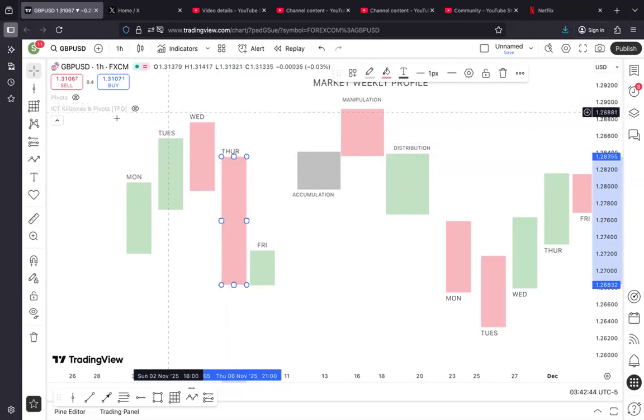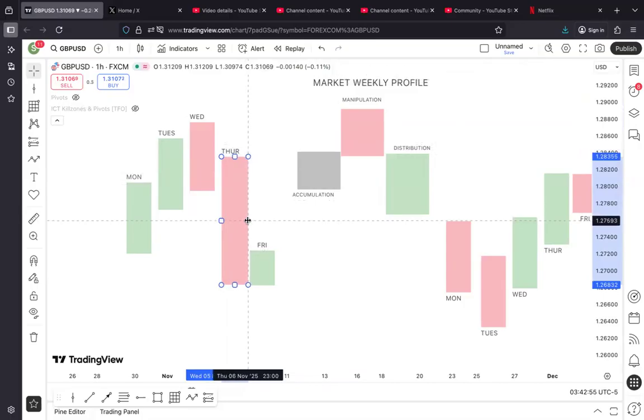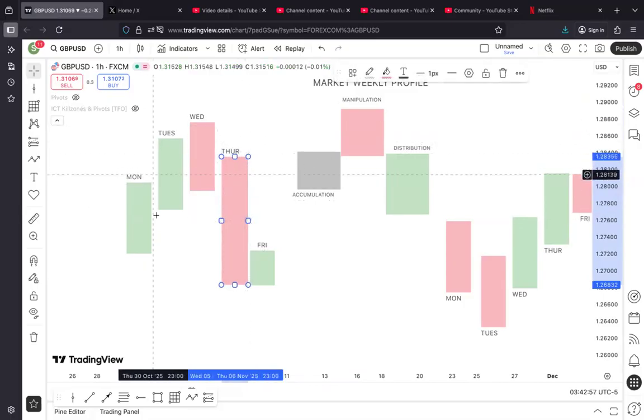If it goes above it, then you're wrong based on your idea. Maybe you did not identify your draw on liquidity properly on daily or weekly or something. But if you have properly identified this draw on liquidity, like where market is likely to gravitate towards on your weekly time frame, then this idea is something that works most of the time.